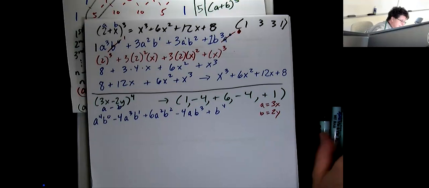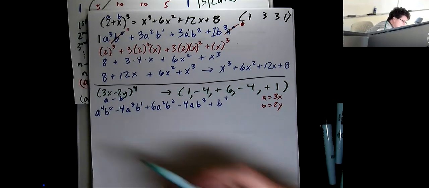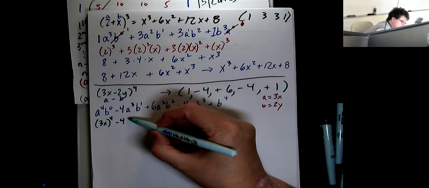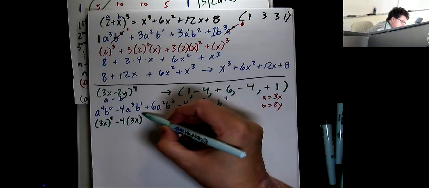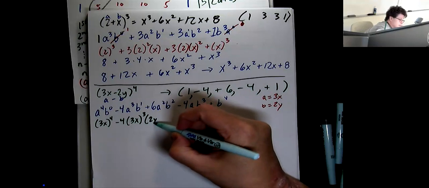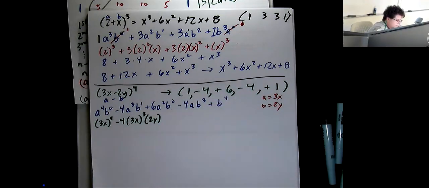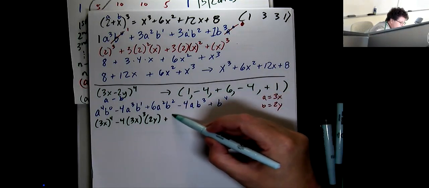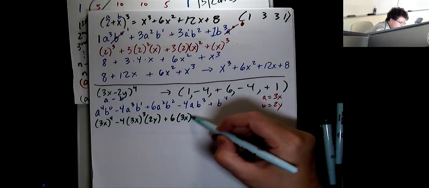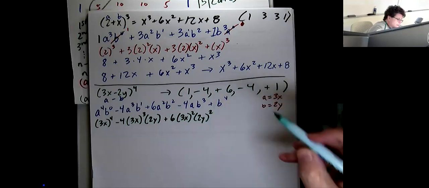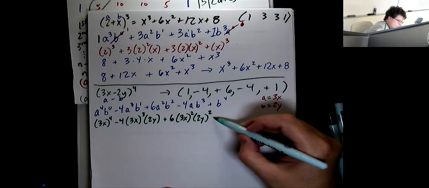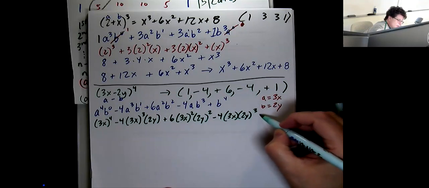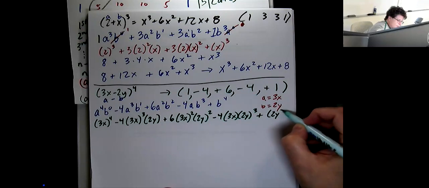All right, let's plug this nastiness in. A to the 4th power is 3x to the 4th power. And I have minus 4, A cubed is the 3x, that thing cubed, and B is 2y. Then I got 6, and I have 3x squared and 2y squared. And I've got minus 4, 3x, and then 2y cubed. And then plus 2y to the 4th power.